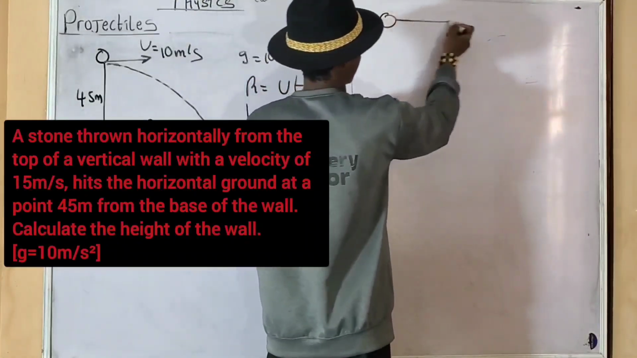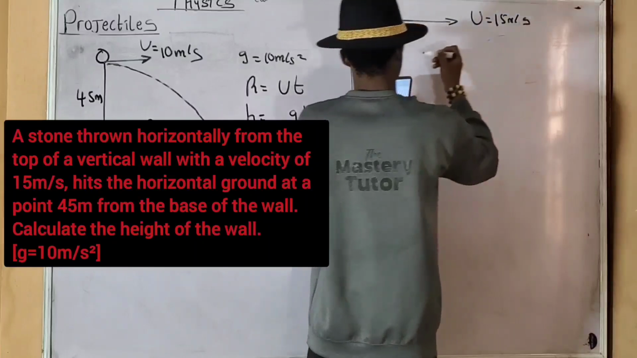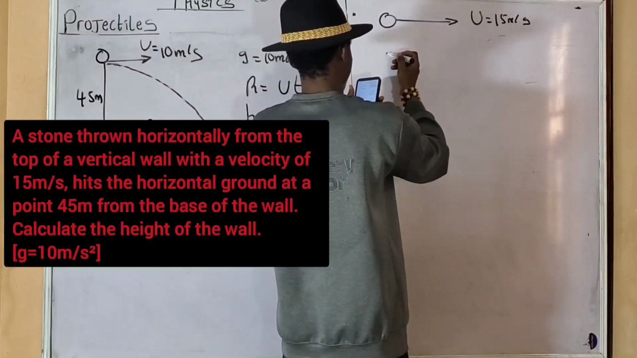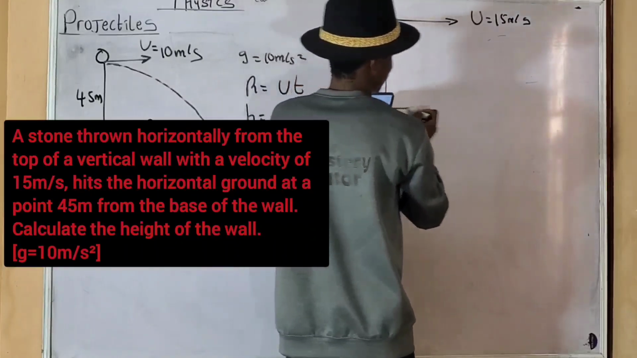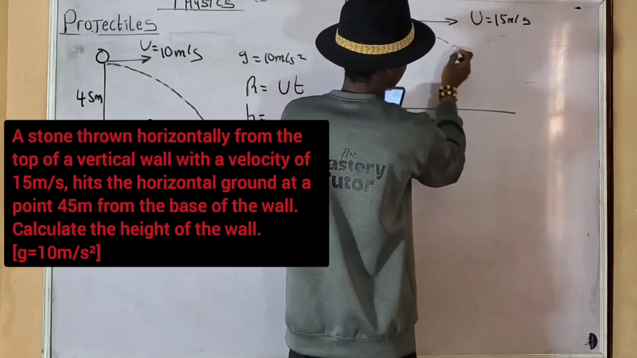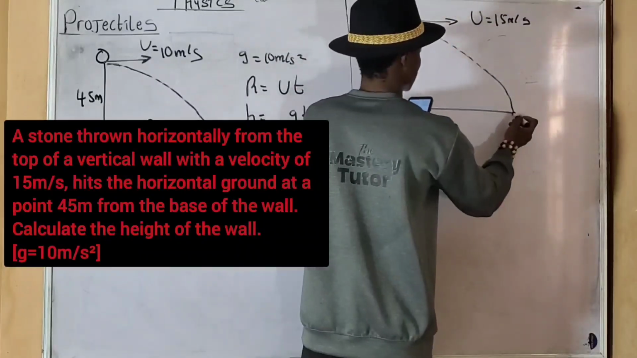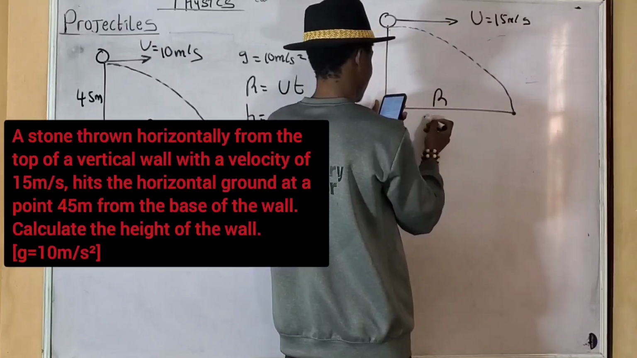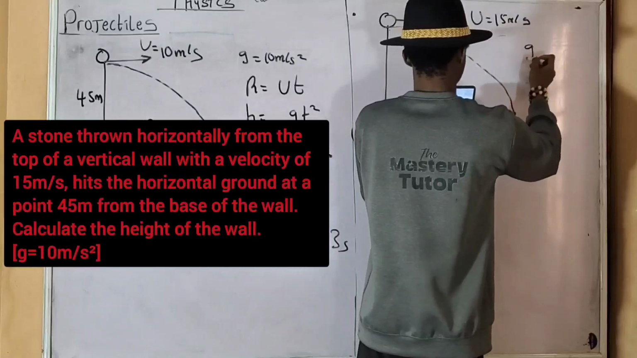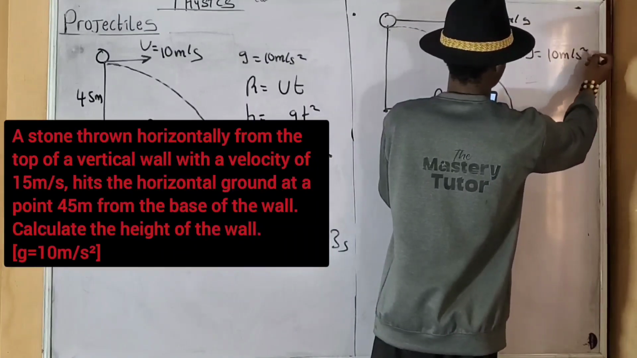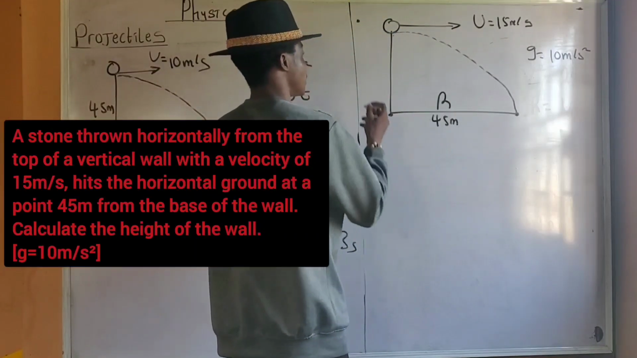Now let's have the object here, projected with U equals 15 meters per second, and it hits the horizontal ground at a point 45 meters from the base of the wall. Let's say this is the wall. When the stone is thrown, it travels this distance and hits the ground at this point. The distance between the foot of the wall and where the stone hit the ground is the range, and the distance is 45 meters. We are given that g equals 10 meters per second squared, and we are asked to calculate the height of the wall. So what we are looking for is H.